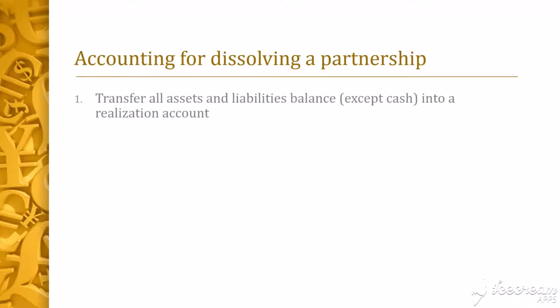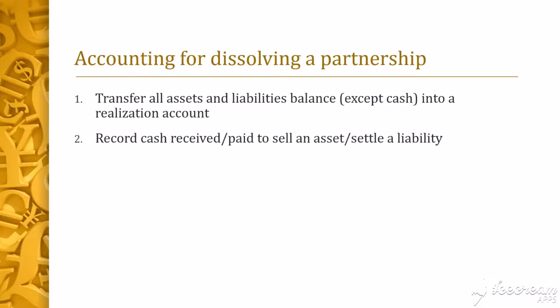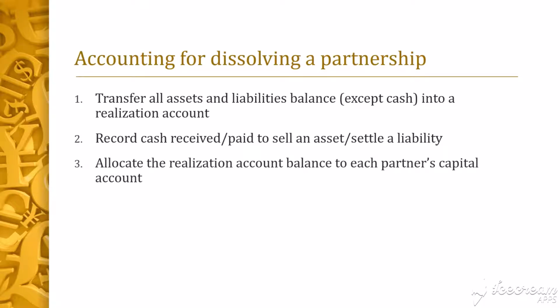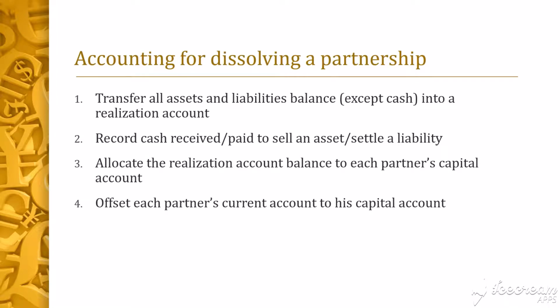First, we will transfer all the assets and liabilities balance, with cash being the exception, to an account called realization. Next, we will record cash received to sell the assets and cash paid to settle a liability. After that, the realization account will have a balance because the assets and liabilities book value is probably different from the fair market value. The realization account balance will be allocated to each partner's capital account based on the partner's profit sharing ratio. Each partner's current account will be offset to their capital account before the partners can claim their remaining share of capital. I will go through the journal entries for each of the 5 steps.